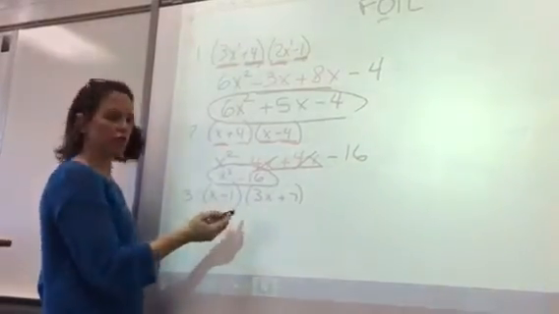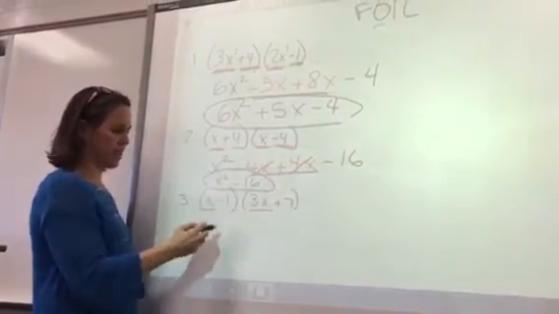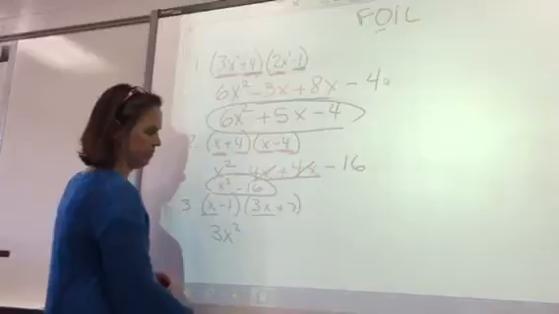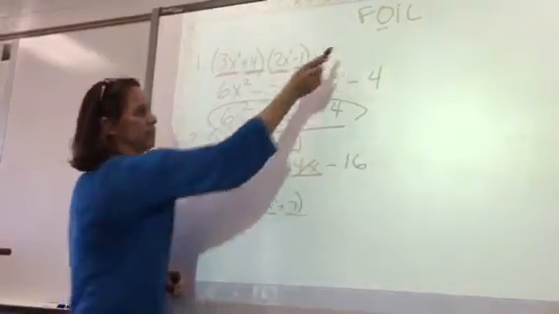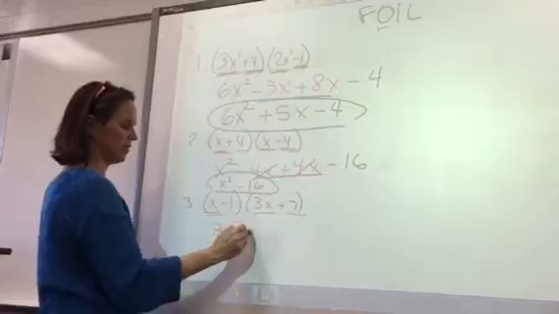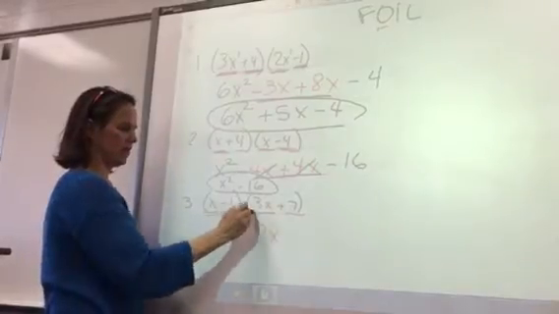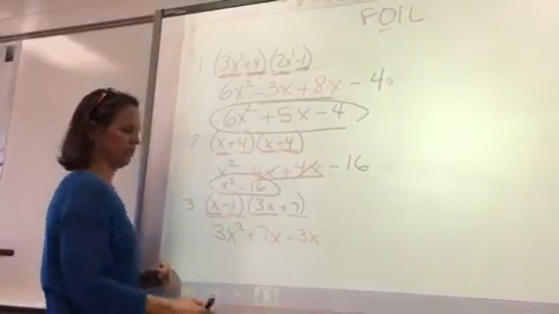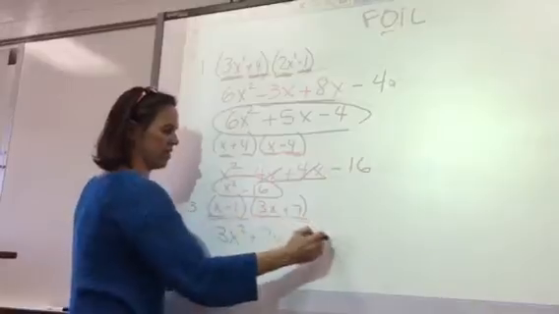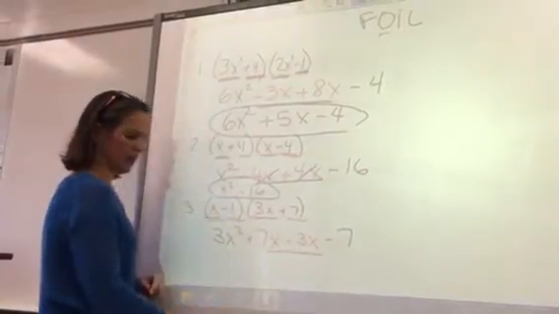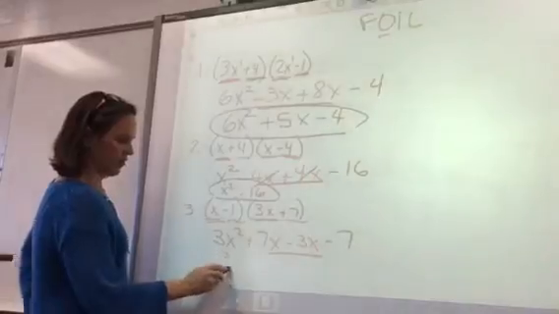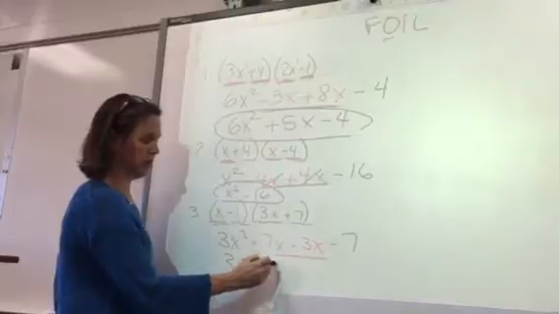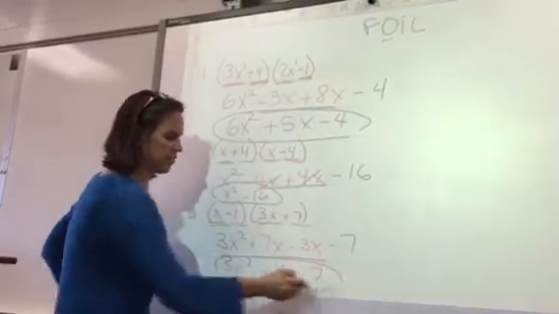All right, so right here, we're going to FOIL. First times first. X times 3x gives you 3x to, remember you add those exponents, 3x squared. We FOIL outside, right here. Outside times outside, 7 times x. And then inside times inside. -1 times 3x. Last times last, -1 times 7 is -7. Again, these are going to combine. So I have 3x squared, 7x minus 3x. Leaves you 4x minus 7. There's nothing else you can do to that.